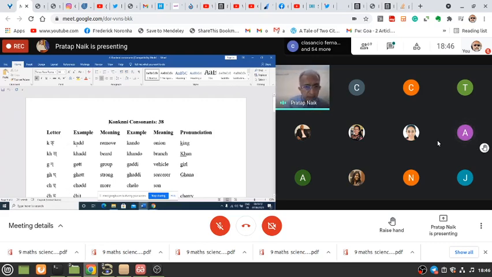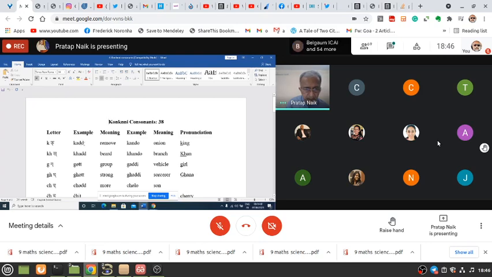For instance, you take this word. Let us take consonants. You see here, we have 38 consonants in Konkani, 16 vowels, with letter, example, meaning, and pronunciation as it is in English. You take the first letter, K. Letter K has the pronunciation K. K A becomes Ka. You know the pronunciation of this symbol is A. So when you add it to K, this becomes Ka.